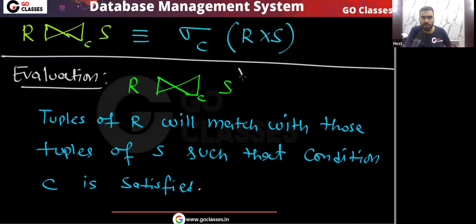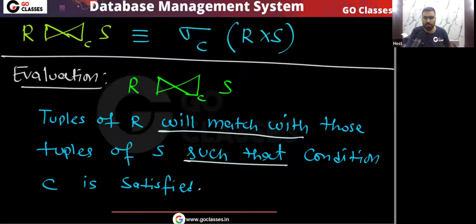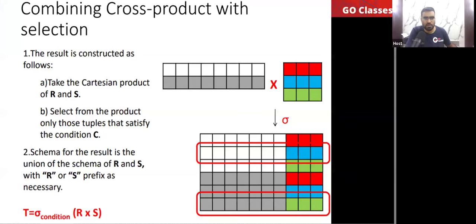That's it. So very simple. If you see this query, then remember, tuples of R will match with those tuples of S such that this condition C is satisfied. Now, very simple. So you can see this is the idea. And let me tell you the symbol. The symbol is R, this join, and this is the condition, S.